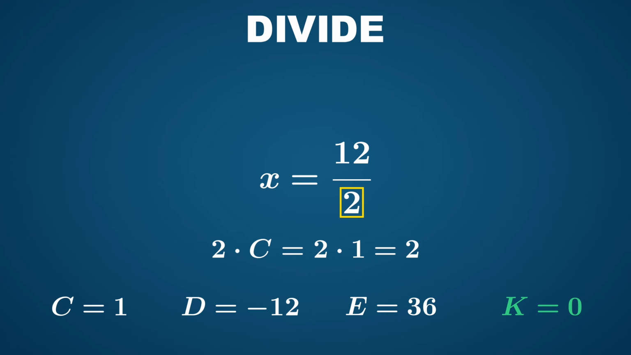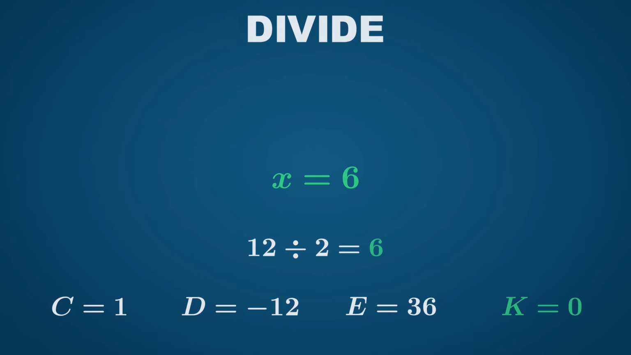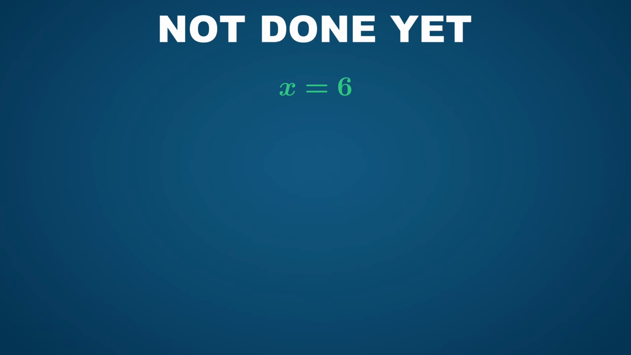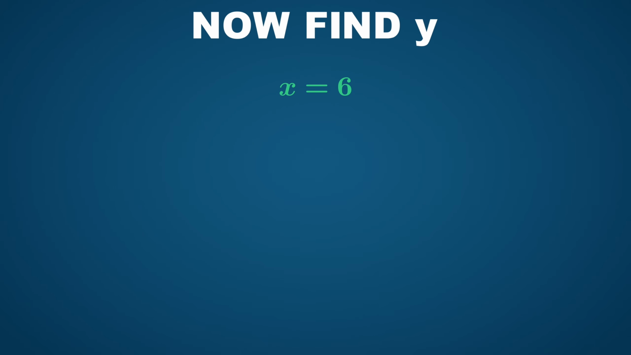We find the final value of x by dividing the numerator by the denominator. We must divide the number 12 by the number 2. 12 divided by 2 gives us a final quotient of 6. We have now rigorously proven that the variable x must be equal to 6. However, our task is not fully complete just yet. We still need to determine the correct numerical value for the variable y.